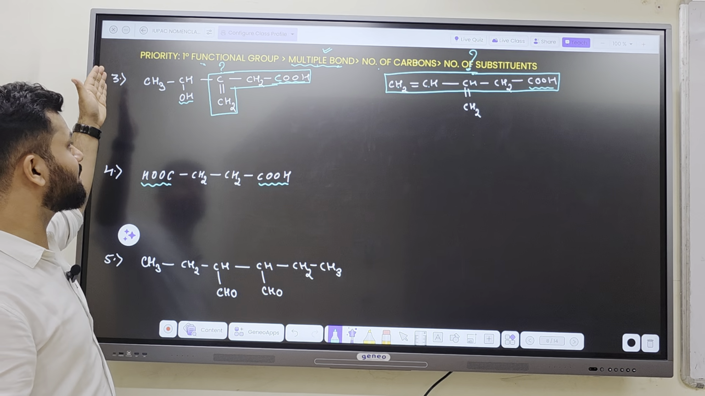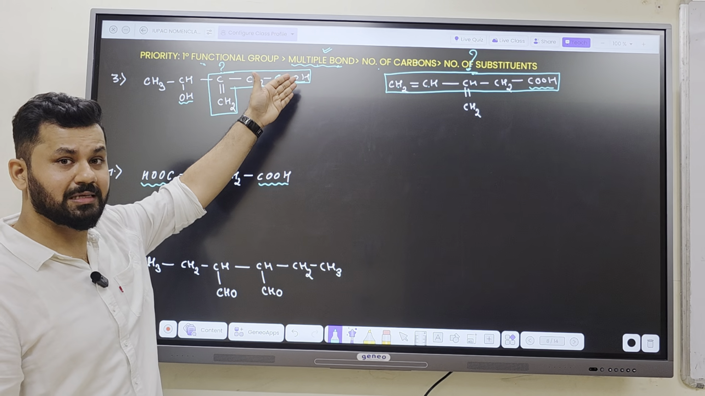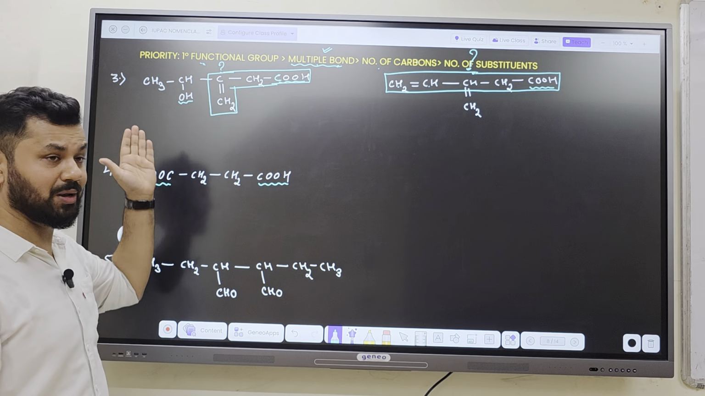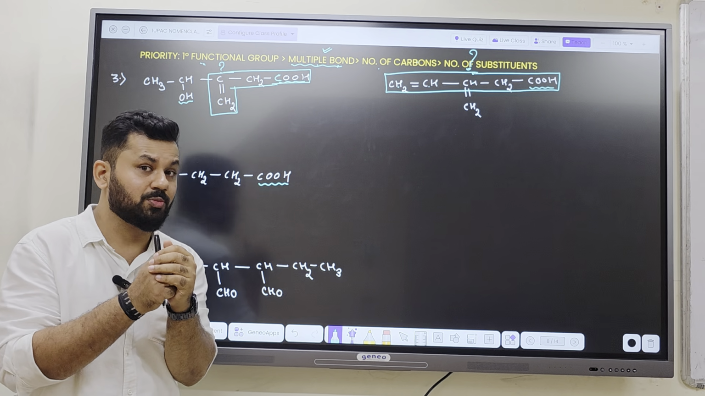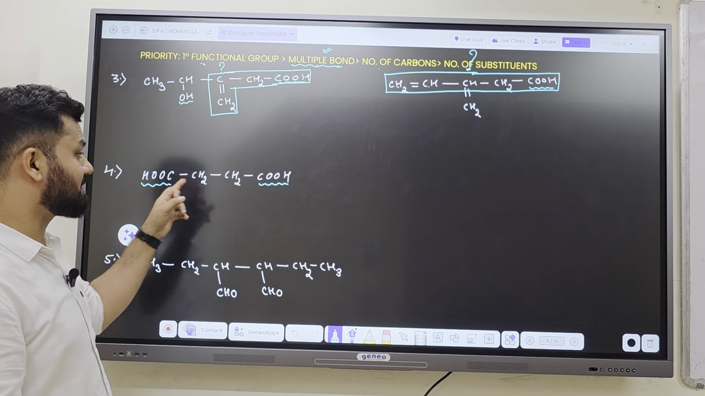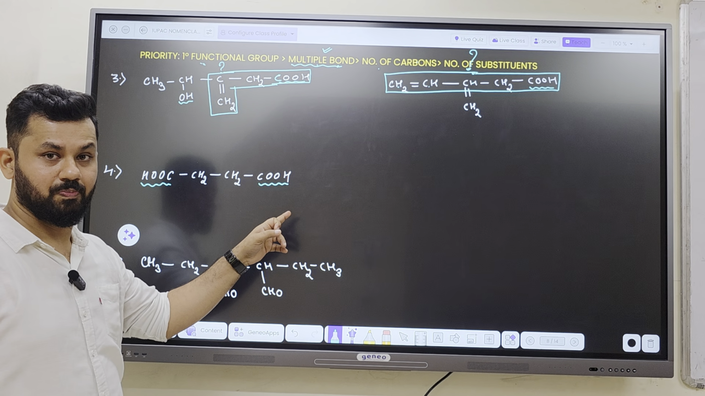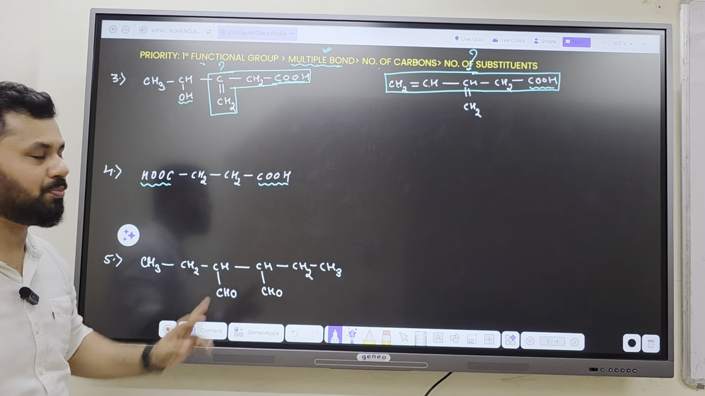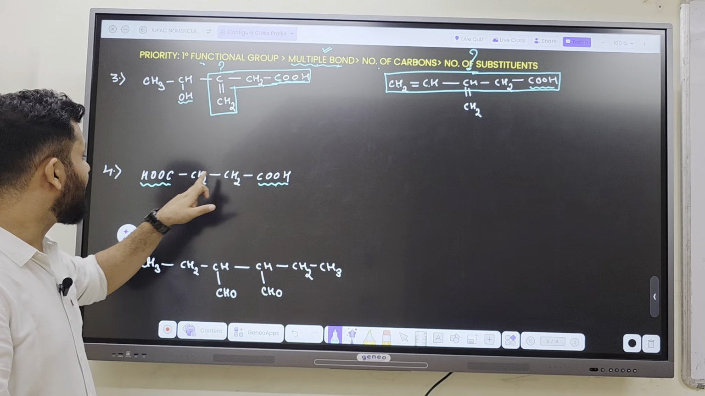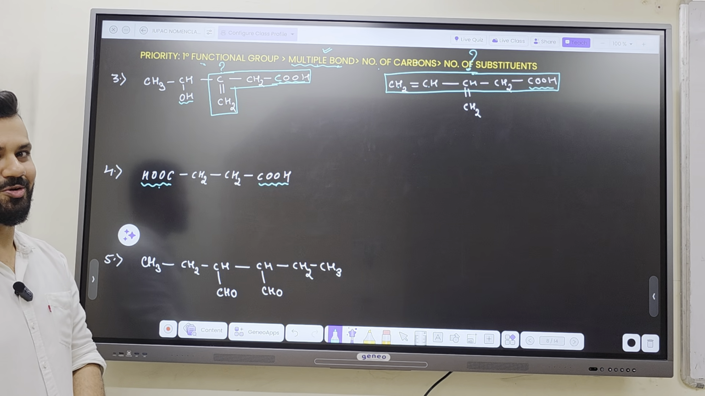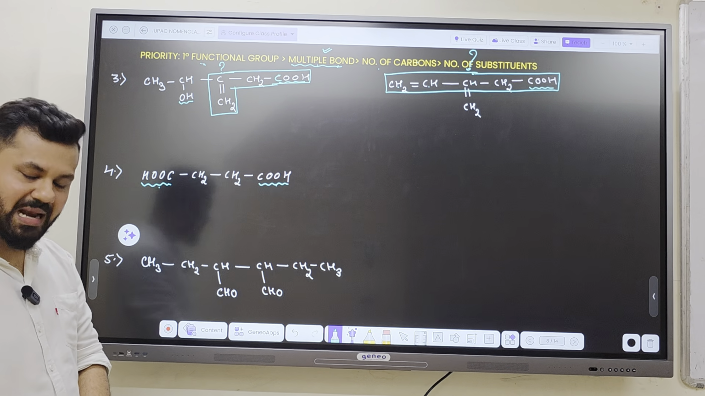They are not like example 3. You had a carboxylic acid and you had alcohol, and then you had to choose between those 2. Which is my primary functional group? That's not the case with example 4. Both are COOH. That means this is your primary functional group and this is also your primary functional group, because they are identical.